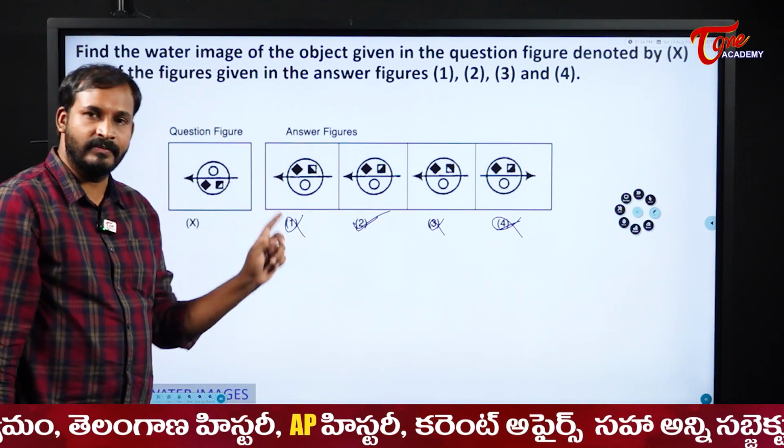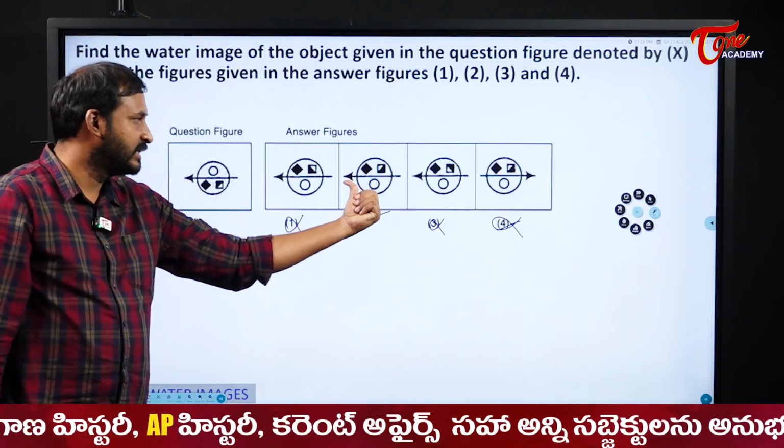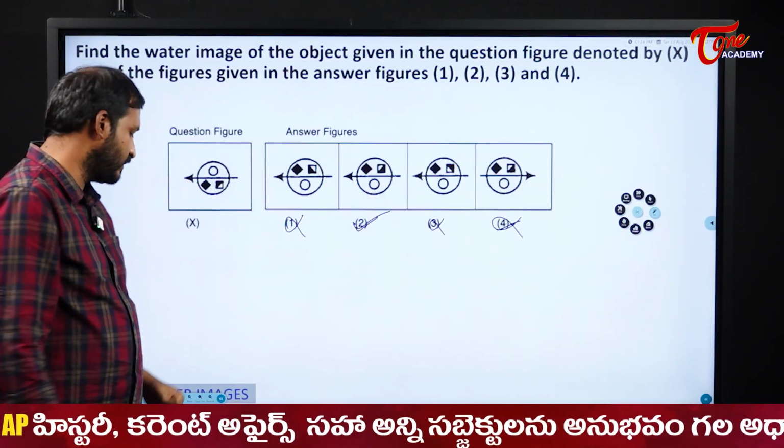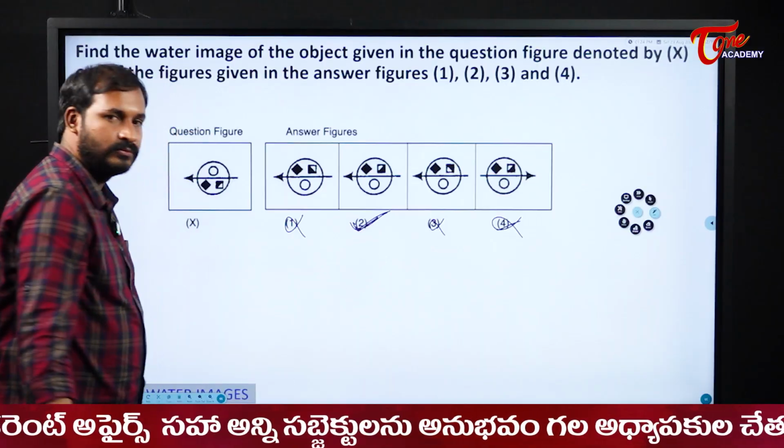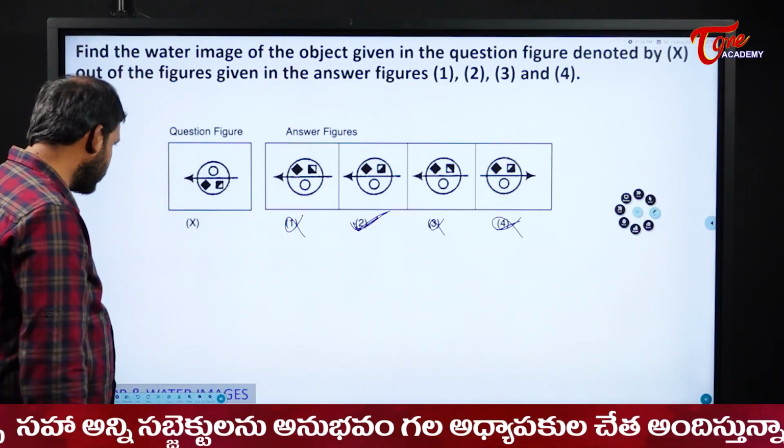Why? Because the arrow should not be changed. It is pointing towards left, which means in the water image also it should point towards left. So our answer here becomes option 2. Option 2 will be our answer. Next we will see the next one.